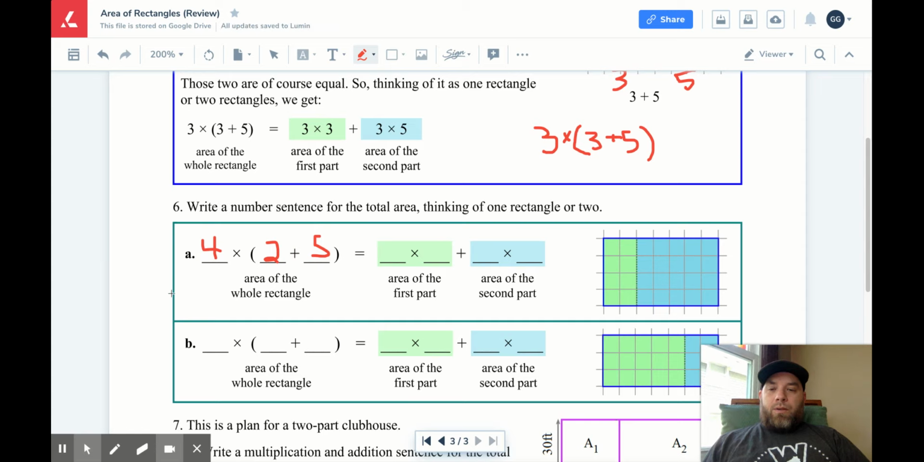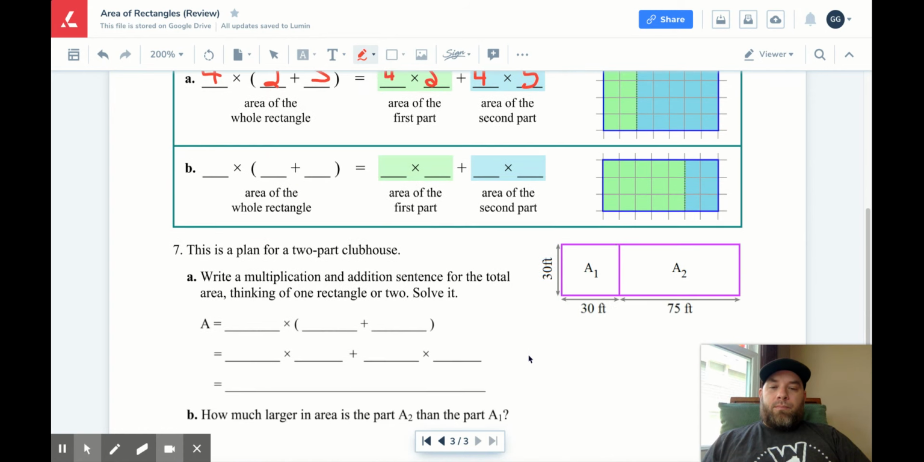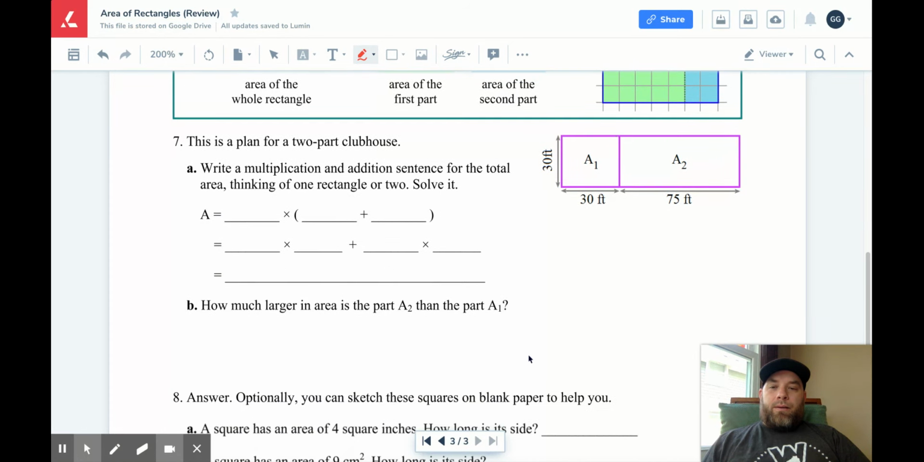Well, we could solve this right here, but we're going to practice our equations, so we're going to think about breaking this up. We're going to do 4 times 2. And what you're doing is you're multiplying this 4 times this, and then you're multiplying the 4 times this. So 4 times 2 plus 4 times 5. So that would be my answer. And you're going to do the same thing down here.